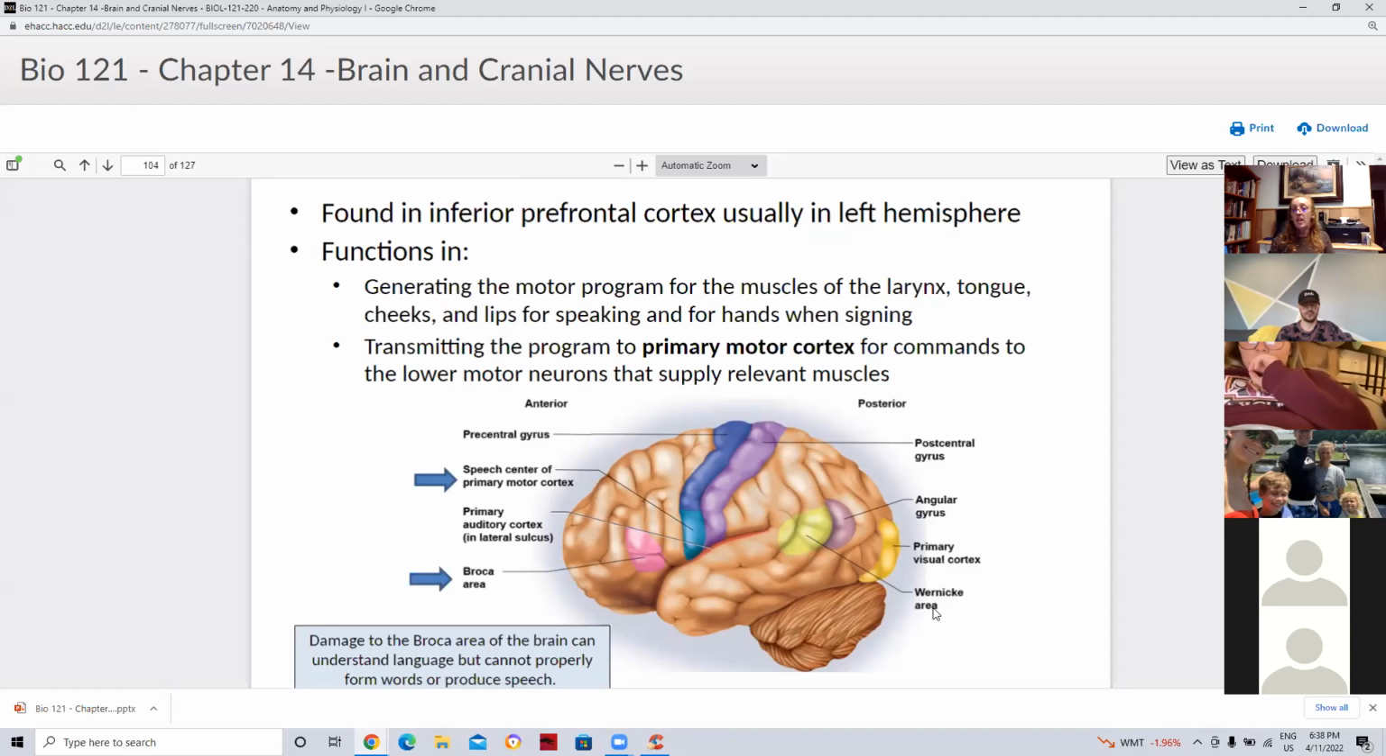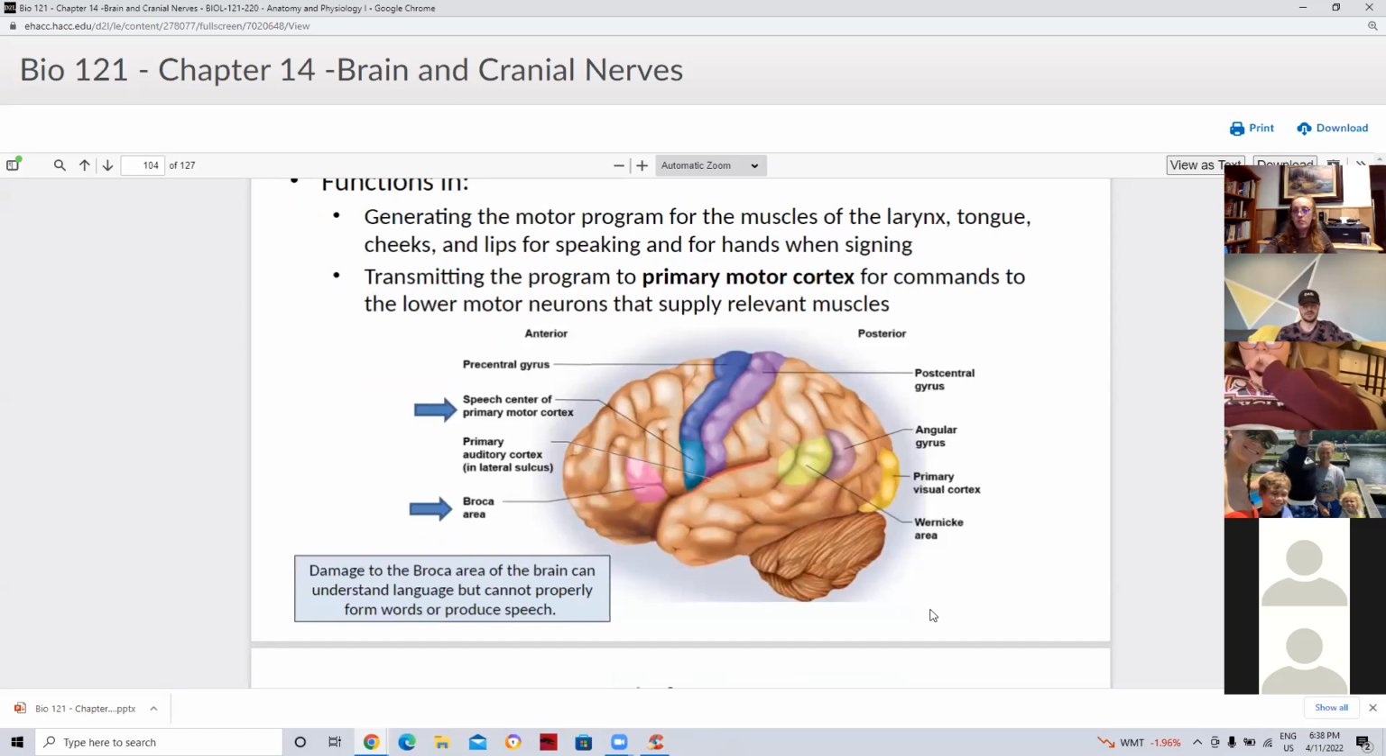This program is then transmitted to the primary motor cortex for commands to lower motor neurons to supply relevant muscles. So damage to the Broca's area, when there's damage to the Broca's area, one can understand language but cannot properly form the words or produce speech.